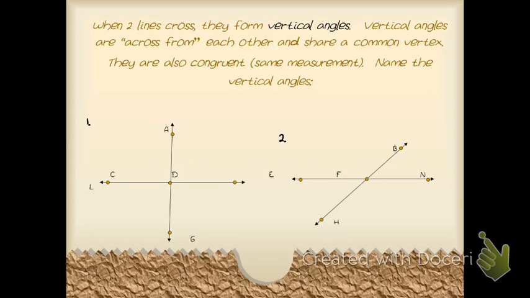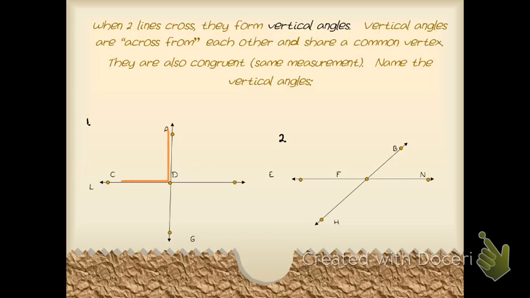All right, when two lines cross, they form vertical angles. And vertical angles are across from each other, and they share a common vertex, okay? So, for example, which ones in that first one would be vertical? Who could tell me? Ryan? One is the actual problem. So which two angles in the first one are vertical angles? So AGC, okay. Let's look here.